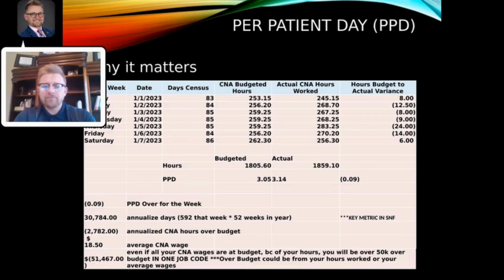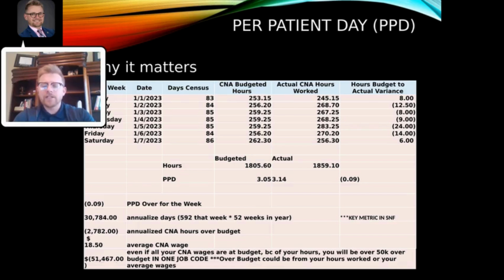0.09 difference. Look at this. Budget versus actual. It's not a big difference. You're talking 54 hours. That's it. But if it goes unmanaged, it can be huge. In an industry where our margins are very small, a $51,000 overage for one job code would get you fired. You cannot do that. That's why we run PPDs.